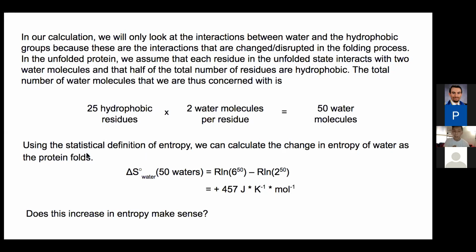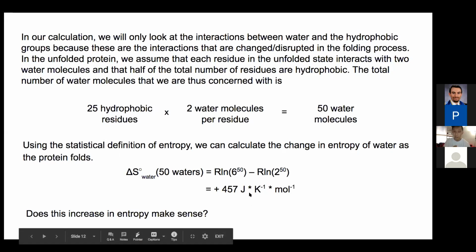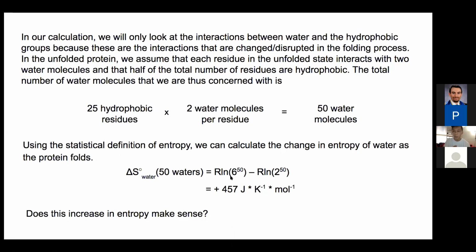So once again, we go back to our statistical definition of entropy, right? So we want to calculate the entropy of the folded, and the entropy of the unfolded, and take the difference, and that's our change in entropy. So when our protein is unfolded, we have 6 to the 50th, right? Because there are 6 allowable orientations of the water molecule when it's not constrained by the hydrophobic groups. But when it's folded, there are only 2. So we have 2 to the 50th, coming from the fact that there are 50 water molecules.